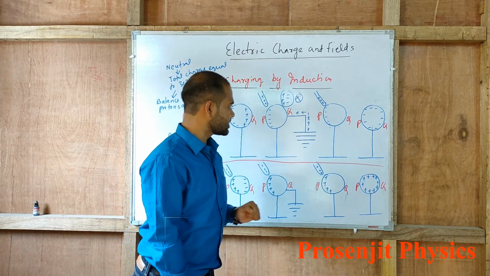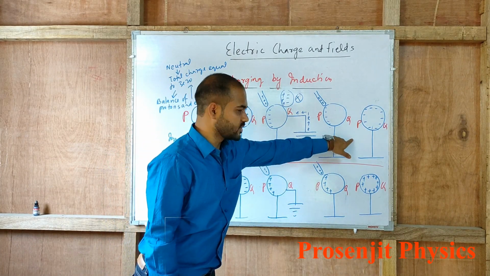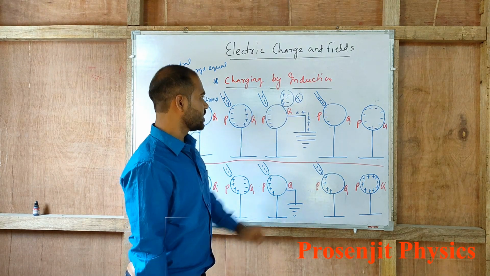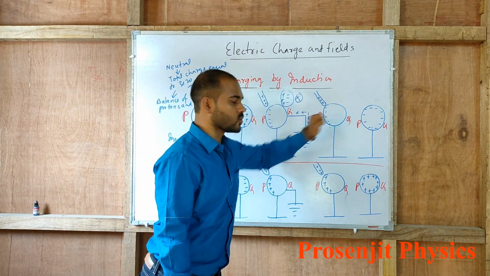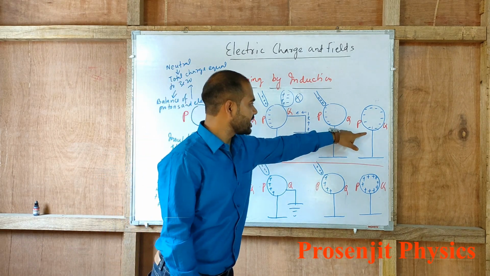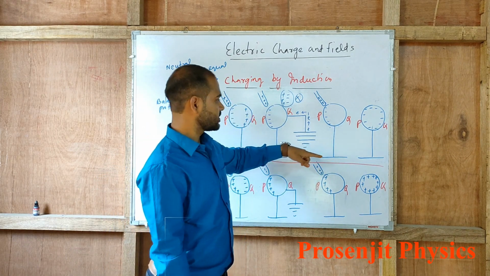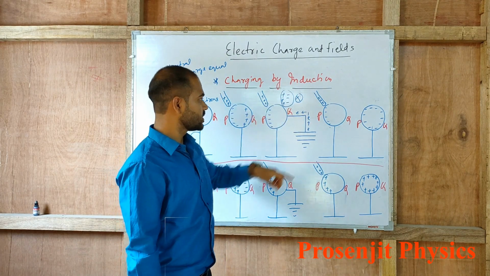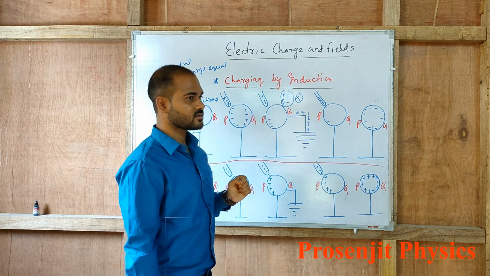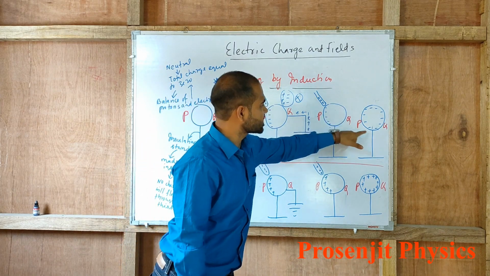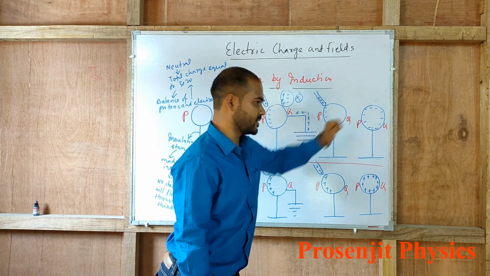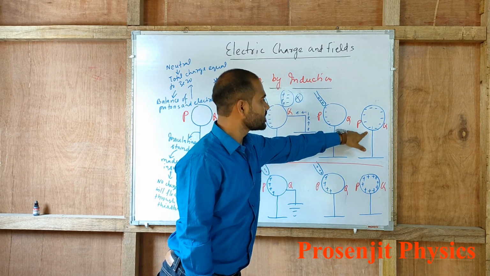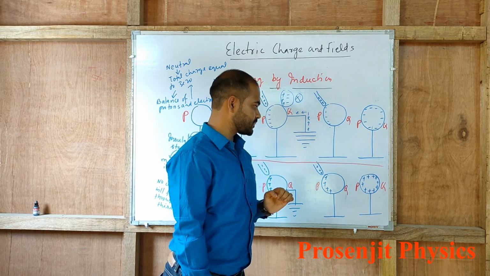In the next case, grounding is removed, keeping the glass rod at the same position, and the Q end will have no charge. And in the last case, when the glass rod is removed, this negative charge will immediately spread over the complete spherical body, and the conductor PQ becomes a negatively charged body.